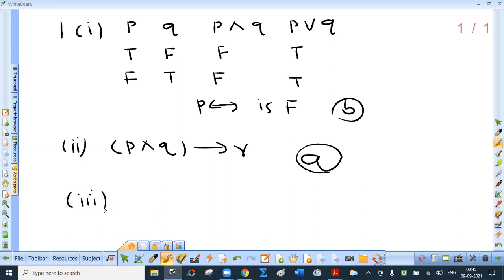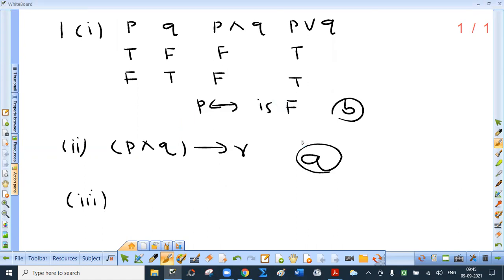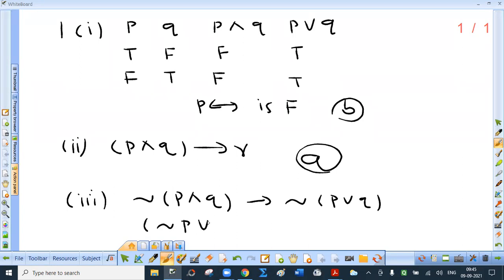Now, sum number 3, inverse of the statement is. So what is that inverse? It is not P and Q implies not P or Q. But what is negation of conjunction? So it is not P or not Q implies not P and not Q. See?